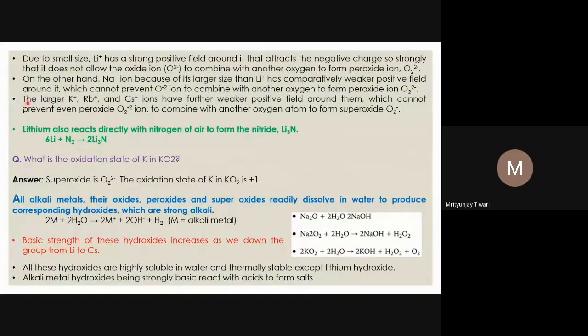So lithium also reacts. Usually other metals do not react with nitrogen, because nitrogen is usually an inert gas, because the triple bond is there and the lone pair repulsion is also not that significant as in the case of oxygen. So it is usually inert.